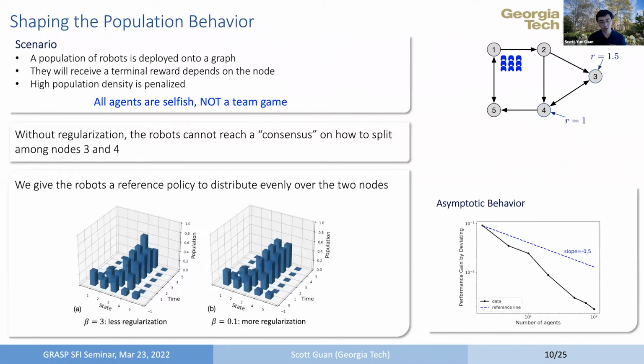The very last figure here shows a log-log plot of the performance gain versus the number of agents. Indeed, the performance gain obtained by the agents by unilaterally deviating from the policy that we found diminishes with a rate bounded by 1 over square root of n. On the horizontal axis, we have the number of agents, and on the vertical axis, we have the performance gain by unilaterally deviating. This reference line has a slope of minus 0.5, which is the line for the order of 1 over square root of n. So this verifies our claim for the epsilon Nash.